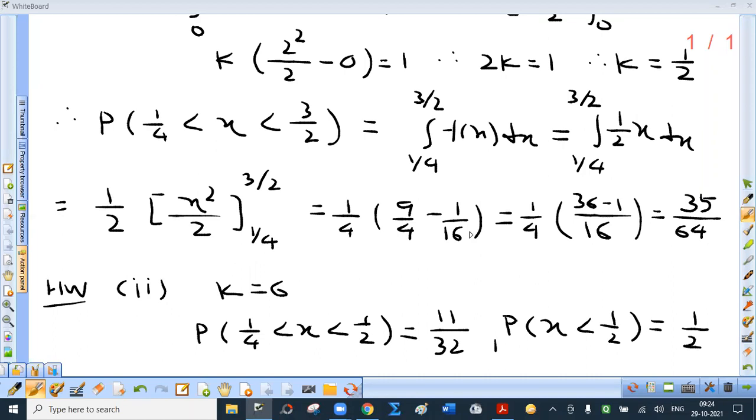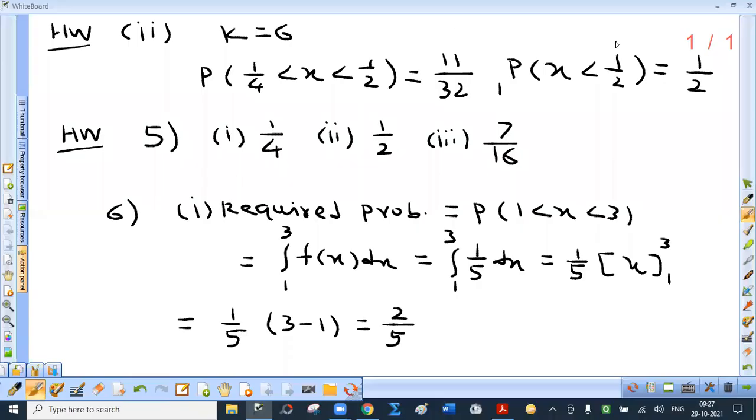Second is similar and is for homework. Here you will notice that you get k equal to 6, and for this part, the answer is 11 by 32. And for p of x less than half, you should get 1 upon 2. Actually, fifth is similar to the second sum, so it's for homework.